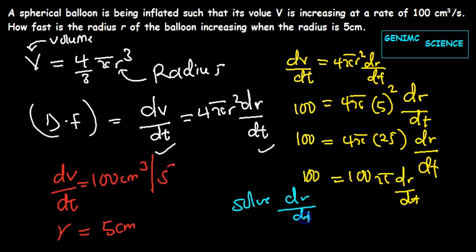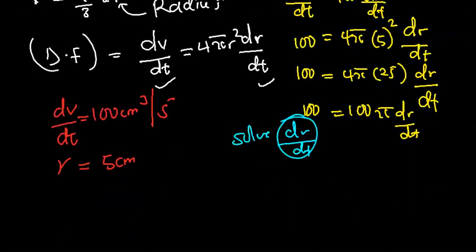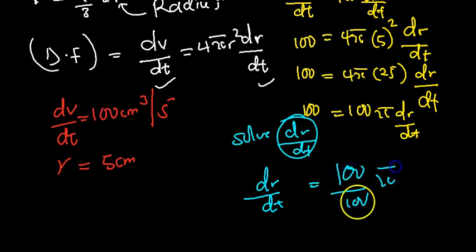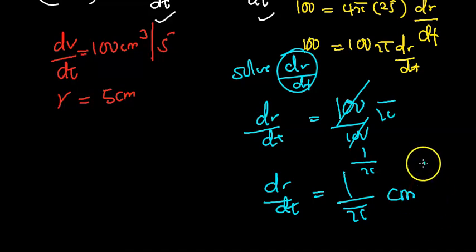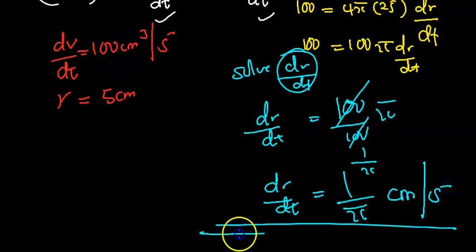So how can we do that? We are simply going to divide both sides by 100 pi. So dr all over dt is equal to 100 divided by 100 pi. The 100s will cancel out, and we're simply left with 1 divided by pi. Therefore, our final answer is dr all over dt equals 1 divided by pi, putting our unit, which is centimeter per second. So this is our final answer.